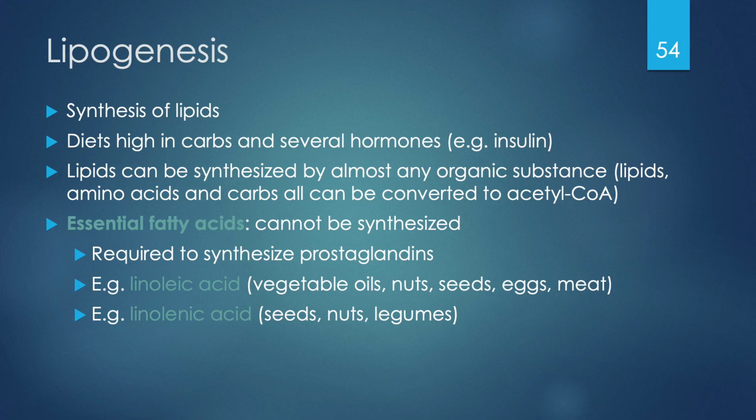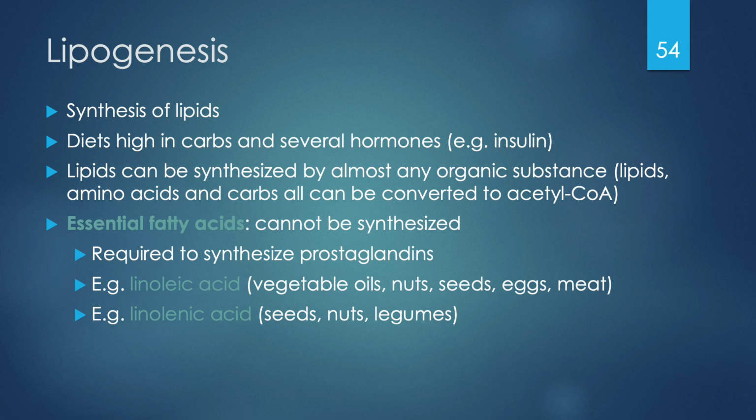So if you remember that very first image where it shows you the nutrient pool of the carbohydrates, lipids, and proteins, and how basically everything can become a lipid, right? Because if you eat too much of anything, whether it's protein, carbohydrates, or lipids, it all can be stored for future energy as fat in our adipocytes. So this includes lipids, amino acids, and carbs. They can all be converted to acetyl-CoA. Now, essential fatty acids are those that cannot be synthesized by the human body, so we have to ingest them.